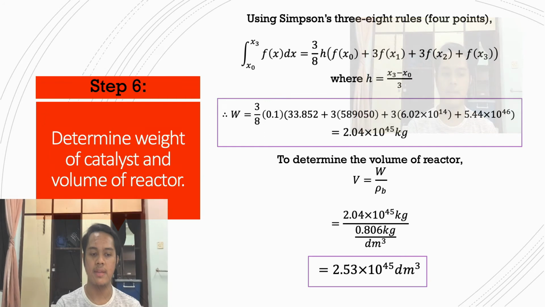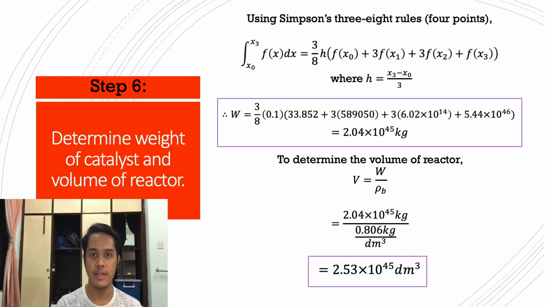Then we can determine the weight of catalyst based on the area under the Levenspiel plot. We have decided to take it up to a conversion of 30%, because that is the maximum conversion. And we can also determine the volume of reactor. This is just an example of the method on how to calculate the volume of reactor and the weight of catalyst.